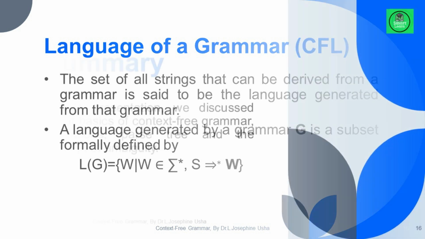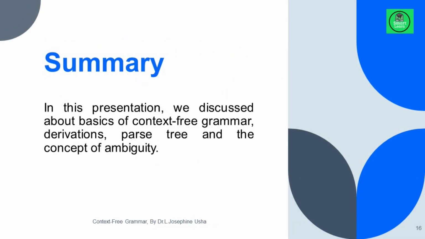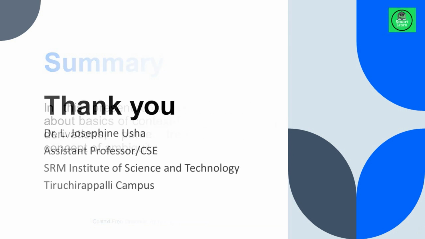Next is the summary. In this presentation we discussed the basics of context free grammar, the steps we have to follow to write a context free grammar for a language, as well as different types of derivations, parse trees, and the concept of ambiguity. Thank you.